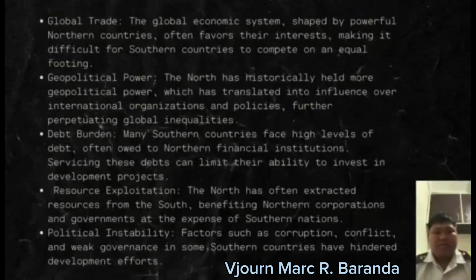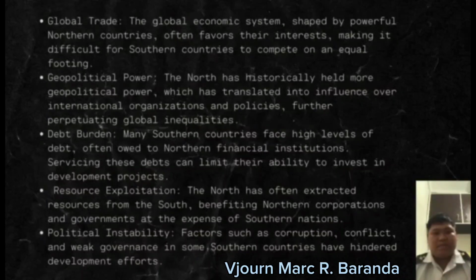Global trade. The global economic system shaped by powerful northern countries often favors their interests, making it difficult for southern countries to compete on equal footing. Geopolitical power. The North has historically held more geopolitical power, which has translated into influence over international organizations and policies, further perpetuating global inequalities.